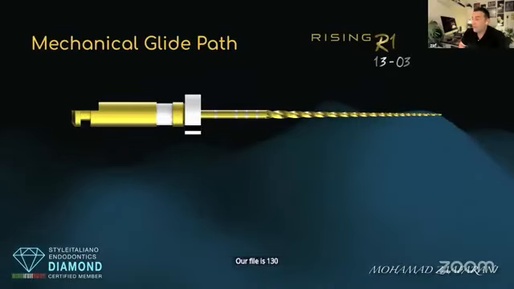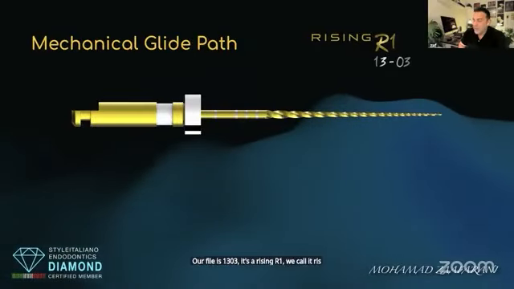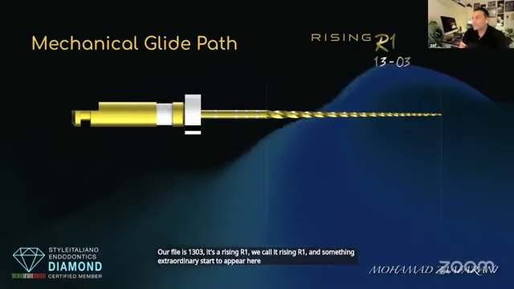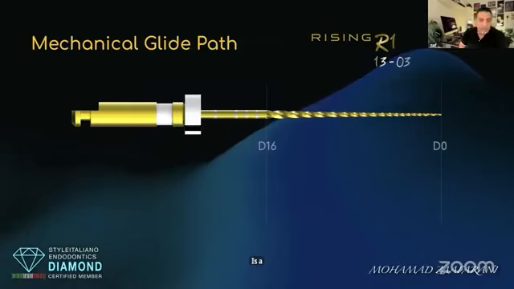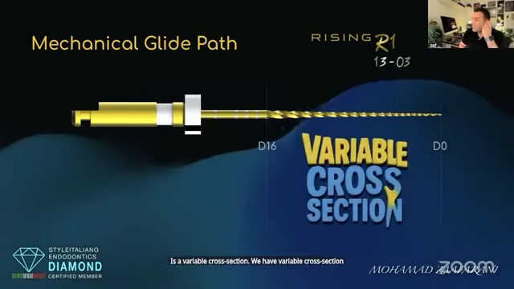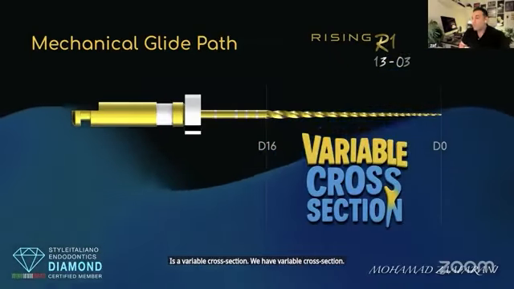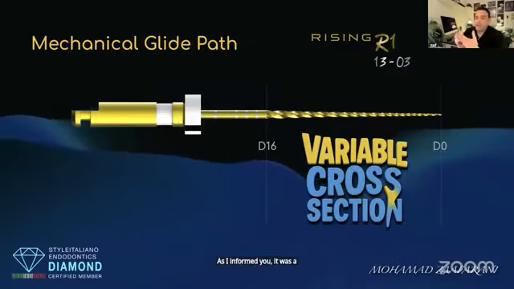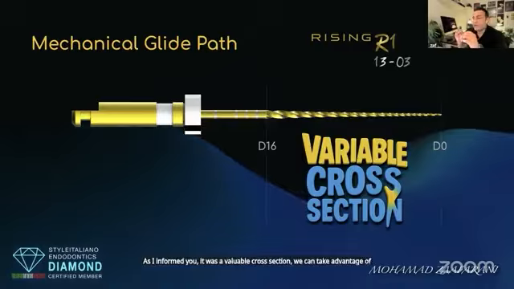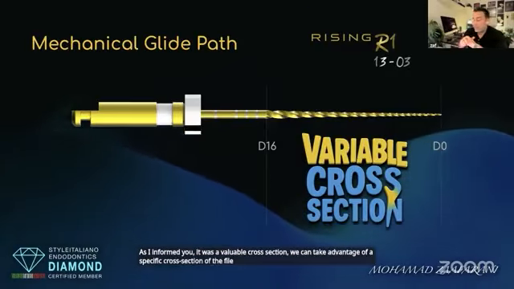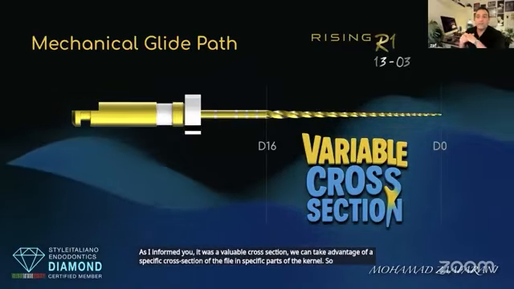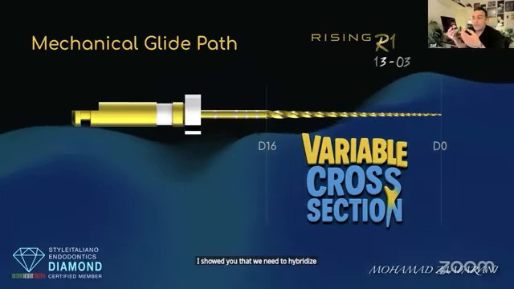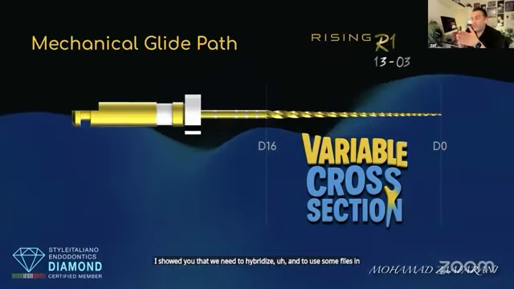It's a Rising R1, we call it Rising R1, and something extraordinary starts to appear here: a variable cross section. We have a variable cross section with the R1. So as I informed you, with a variable cross section, we can take advantage of a specific cross section of the file in specific parts of the canal. Before, I showed you that we need to hybridize and to use some files in a specific phase of shaping.